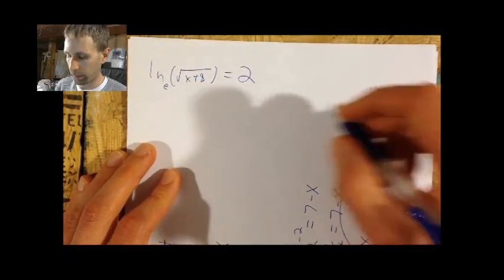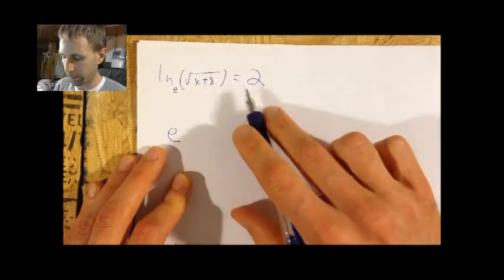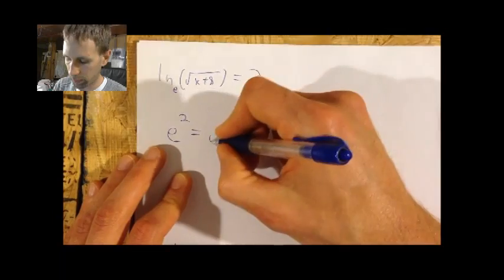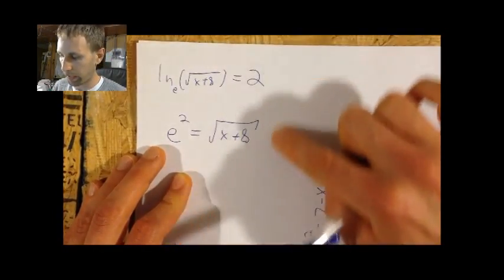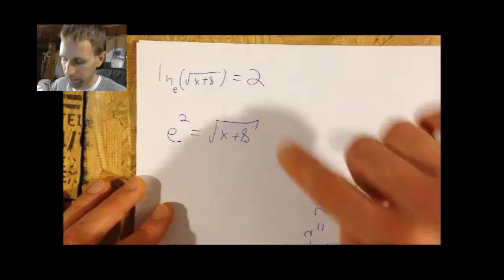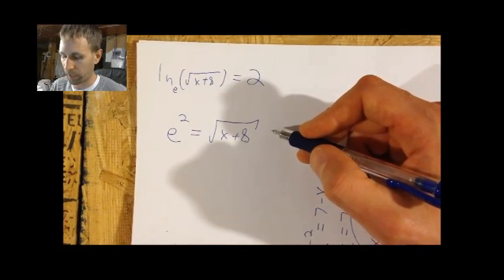So the way that goes is we rewrite, it means that the base raised to this power gives you the argument on the inside, square root x plus 8. These are equivalent expressions. It's just that this one is more convenient, it's just a thing that we can do to this in order to get at the variable that we need.